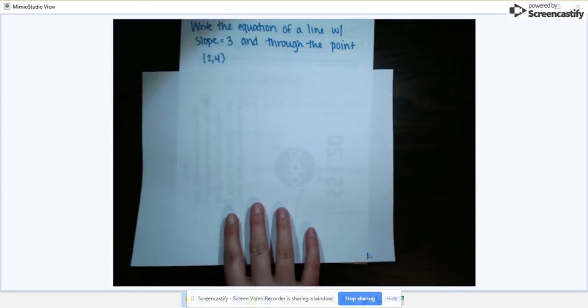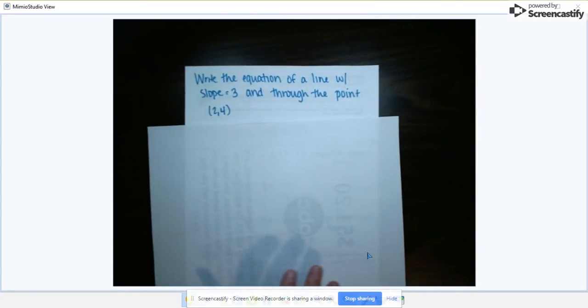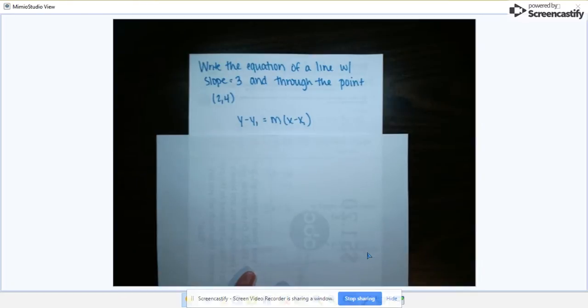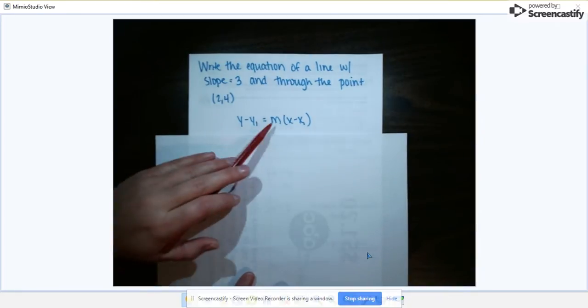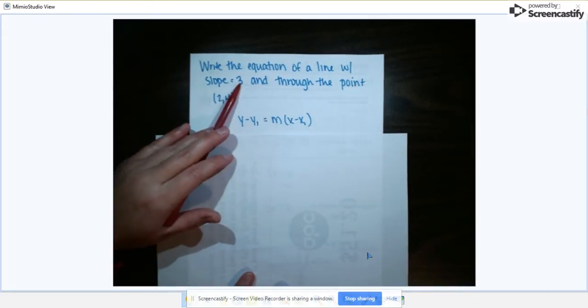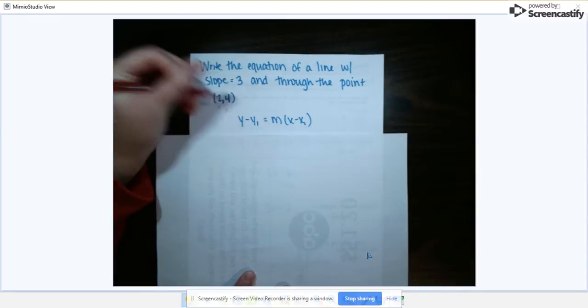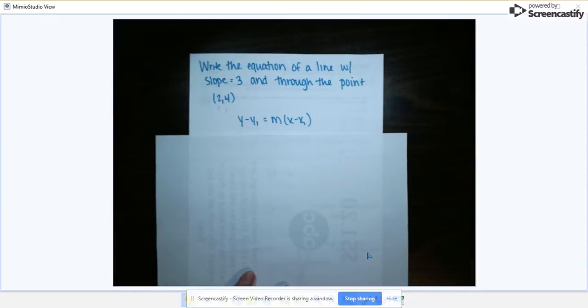Write the equation of a line with a slope of 3 that goes through the point 2, 4. Always ask yourself, what do I have? Well, I have a slope and I have a point. So we should probably use point-slope form, which just from the previous page looks like this. So we're going to plug the information in that we know. We know our m, or our slope, is 3. And then this is our x value, and that's our y value. So we're going to, sorry, you can't really see that.